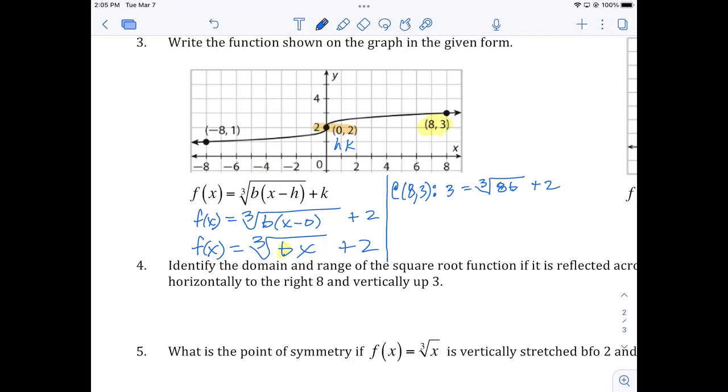They can't get past it. Well, now we just need to solve for b. So bring 2 to the other side, so you get 3 minus 2, you get 1 equals the cube root of 8b. And now how do you undo cube rooting something? You cube it. Cube it over there, cube it over here, and we get 1 equals 8b. And now I divide through by 8, and I get b equals 1/8.